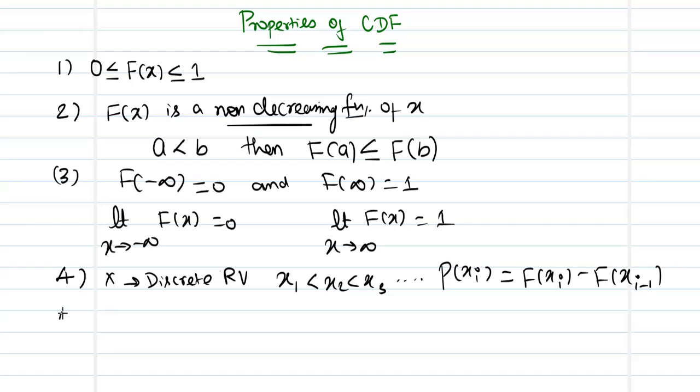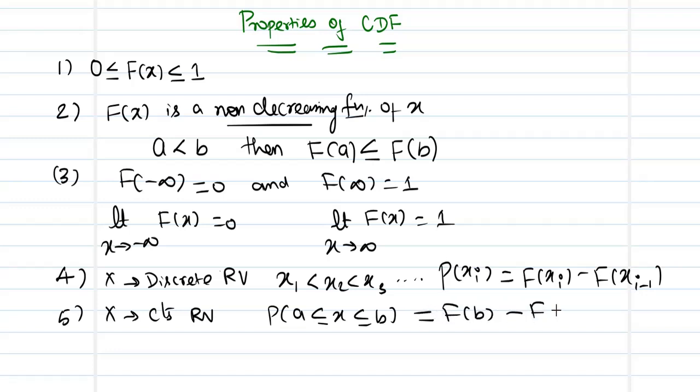So the probability at any position x equal to x i is obtained by the subtraction of the cumulants of the consecutive terms. Number 5. Whenever X is a continuous random variable, then the probability of a less than or equal to X less than or equal to b can be given as F of b minus F of a. That is, you subtract the end values, and then you get the total probability of occurrence between these two values.